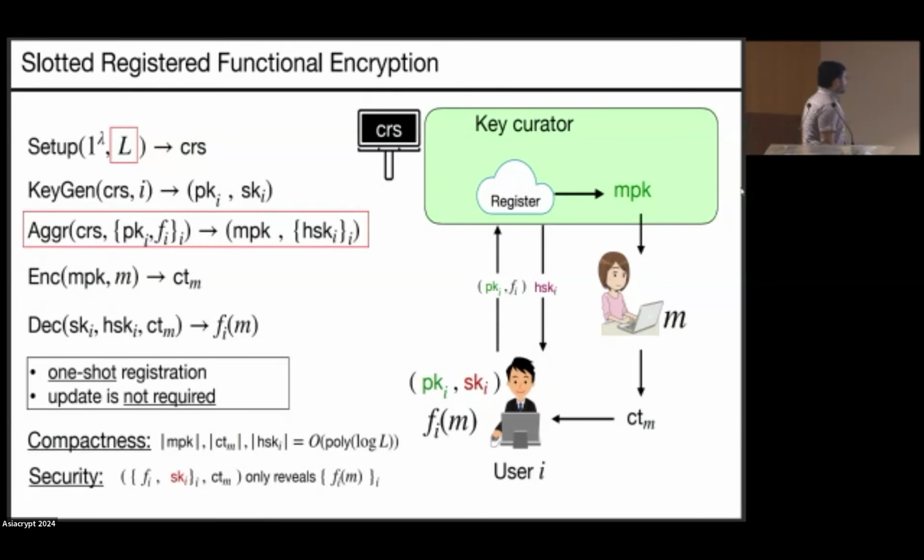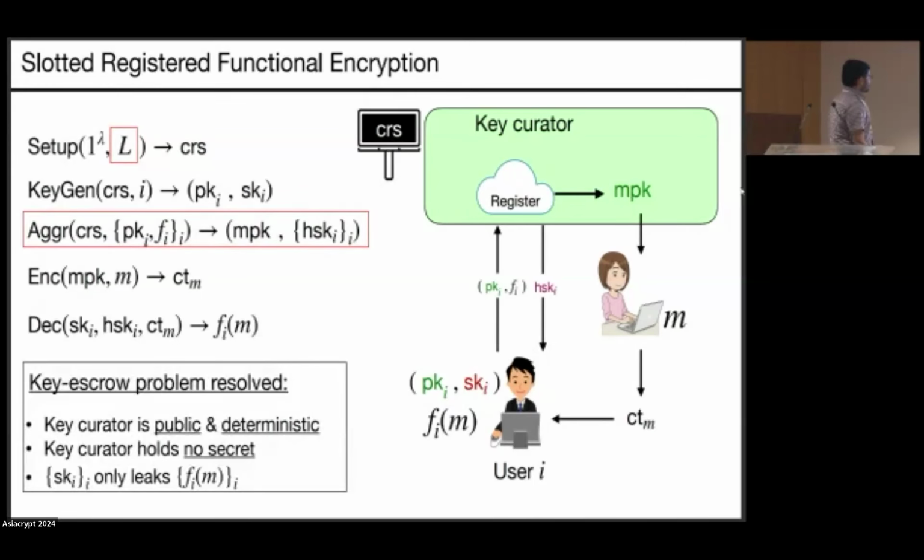Roughly, the security of slotted registered FE says that given a set of functions and secret keys f_i, SK_i, the adversary gets the information of f_i(m) for all those i from the ciphertext CT_m. Overall, registered FE solves the key escrow problem because the key curator is public and deterministic, and it doesn't hold any secret, and of course, SK_i only leaks f_i(m).